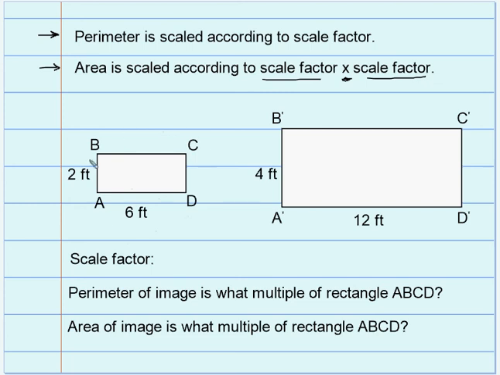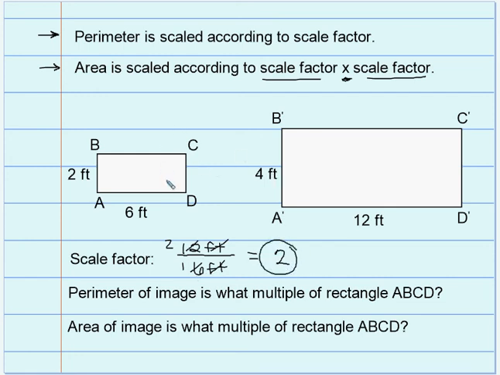Notice that this is our original, and we have a dilation here because our image is larger. So we should have it in our mind that our scale factor is going to be greater than 1. So you can take any of the corresponding sides from the image. I'll take the 12 feet side, and I can put 12 feet, and then the corresponding side would be 6 feet, and when I simplify that, I get 2. So my scale factor is simply 2.